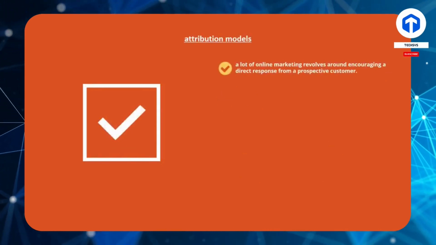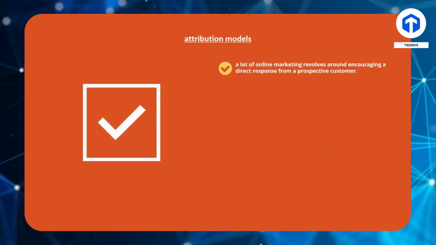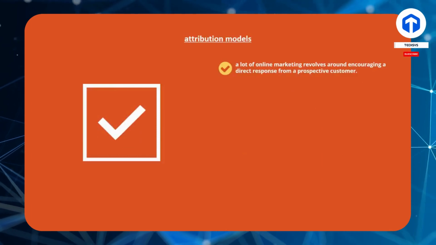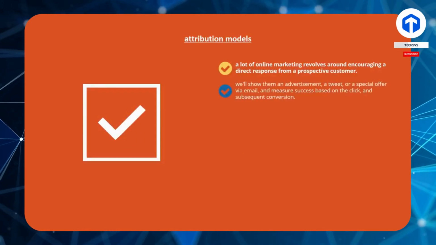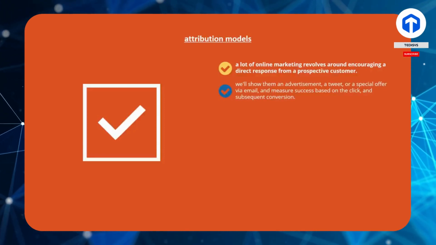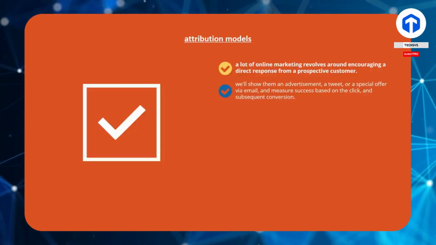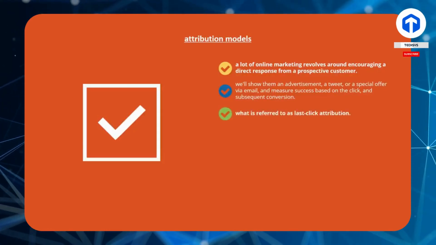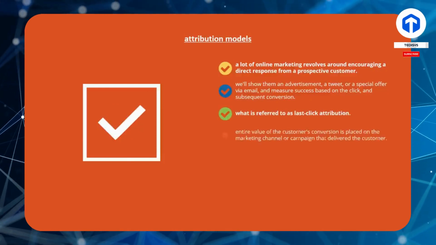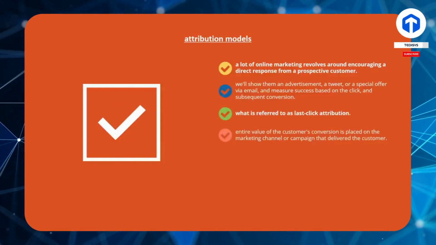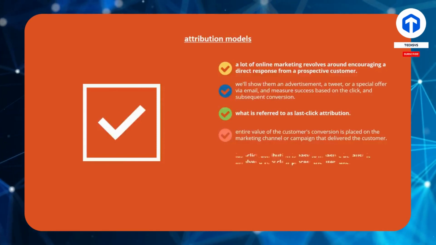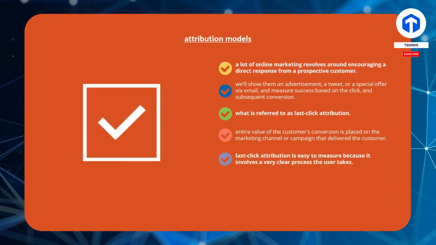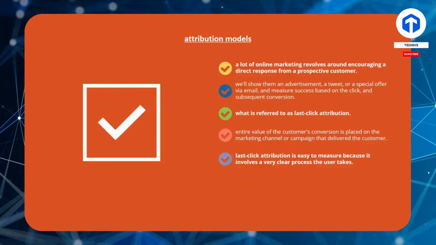A lot of online marketing revolves around encouraging a direct response from a prospective customer. We'll show them an advertisement, a tweet, or a special offer via email and measure success based on the click and subsequent conversion. This is what is referred to as last click attribution. The entire value of the customer's conversion is placed on the marketing channel or campaign that delivered the customer. Last click attribution is easy to measure because it involves a very clear process the user takes.